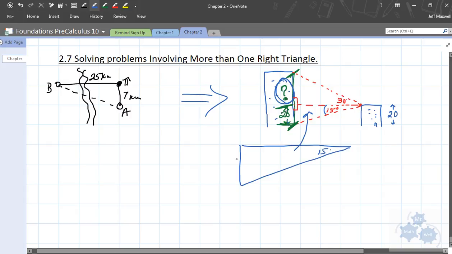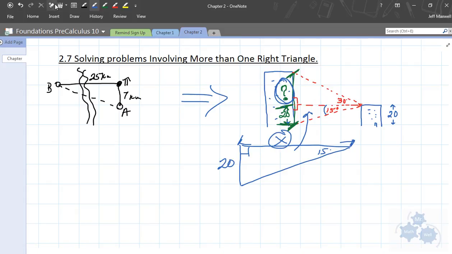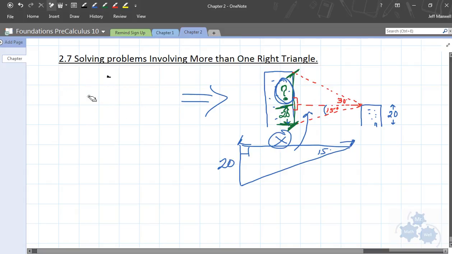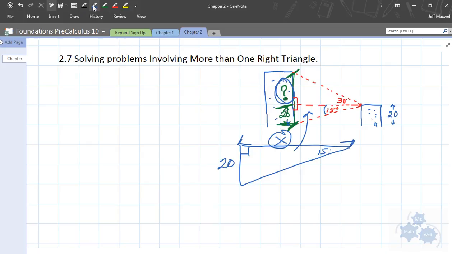15 degrees. We know this is 20. So guess what? We could actually find this distance right here, this length right here. That's probably what we should do, because that will give us a piece for the second triangle. So this is what you do. You just think through it, and you find out whatever you can, and it's multiple steps, okay? So, how could I find x here, given this triangle? How can I do that? What trig ratio could I use?